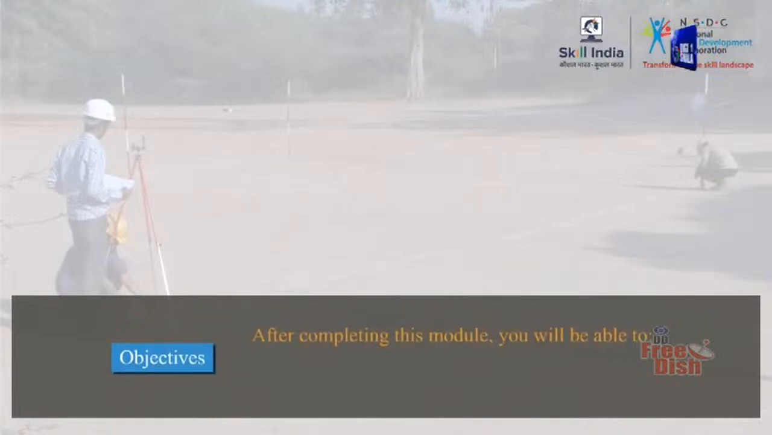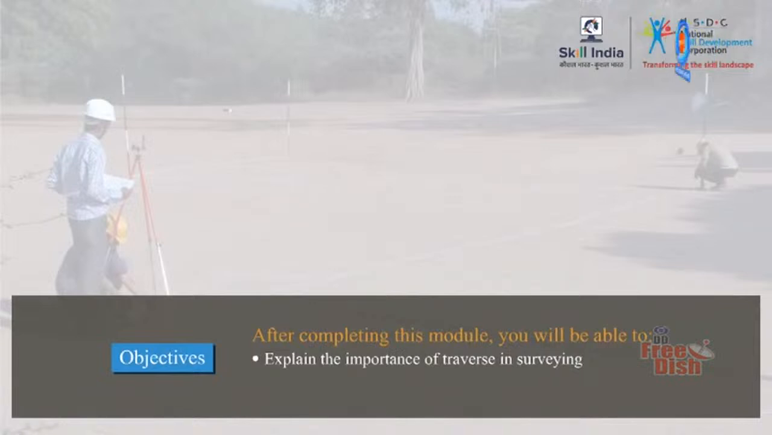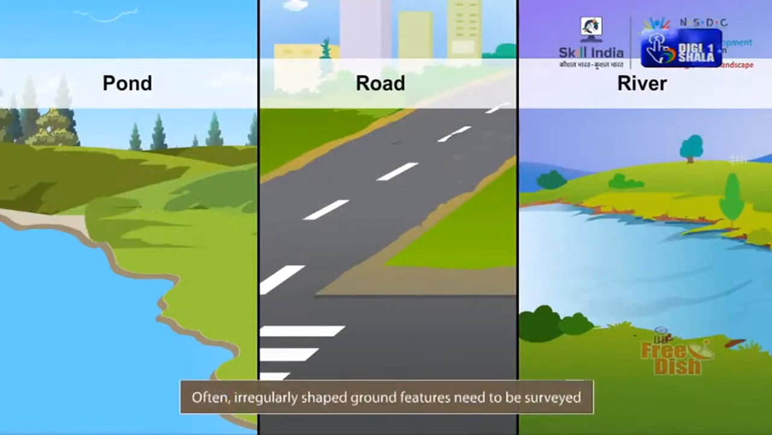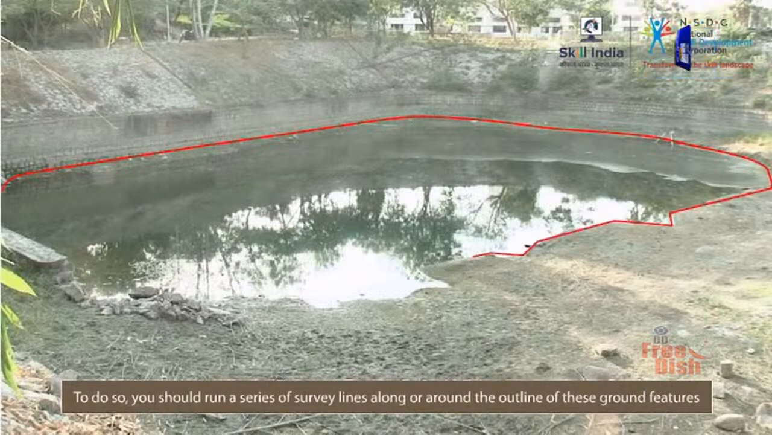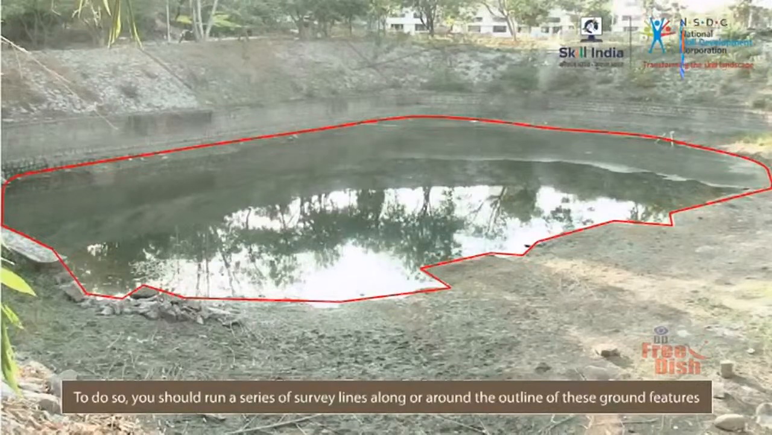After completing this module, you will be able to explain the importance of traverse in surveying and perform the compass traverse adjustments. Often in surveying, irregularly shaped ground features such as ponds or lakes, or rivers or roads need to be surveyed. To do so, you should run a series of survey lines along or around the outline of these ground features so that you obtain the correct framework of the survey.